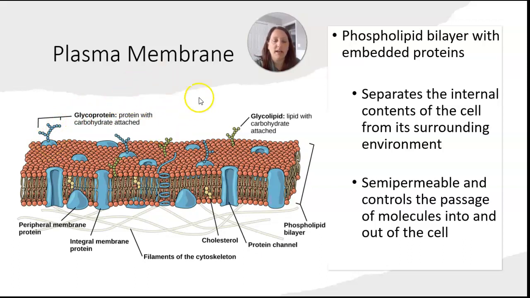Okay, this would be the outside of the cell. And this is going to be the inside of the cell, which is where our cytoplasm is, right? And so what the plasma membrane does is it separates the internal contents of the cell from the surrounding environment. And a key characteristic of the membrane is that it is semi-permeable. And you're going to hear me say that so many times, especially in the next chapter, and when we do our lab on osmosis. So semi-permeable, or we could also say selectively permeable. And so the plasma membrane is really going to regulate, control the passage of molecules into and out of the cell.